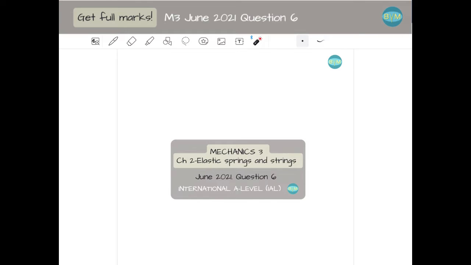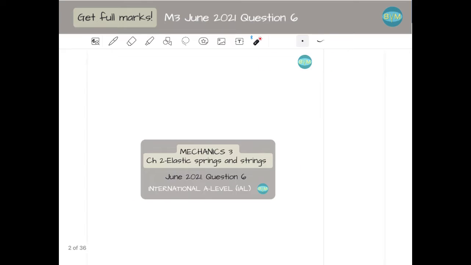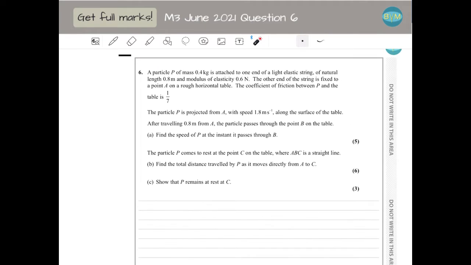Hello, this is question 6 on your June 2021 paper in Mechanics 3. It's an elastic springs and strings question, and I'm going to show you how you can get full marks. So you have a particle P, mass 0.4 kilograms, attached to one end of a light elastic string. Natural length is 0.8, so I'm going to start to write those things.